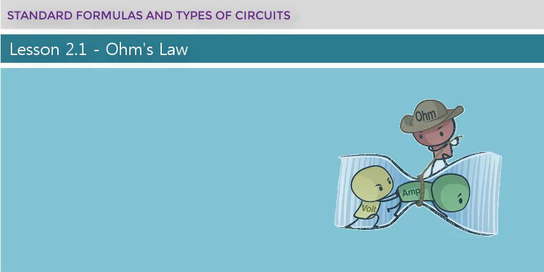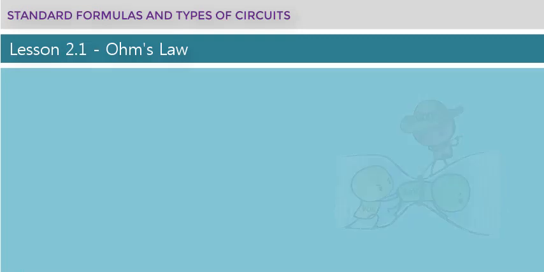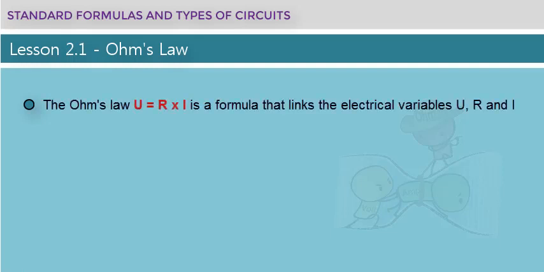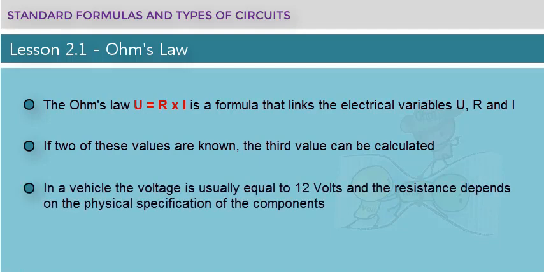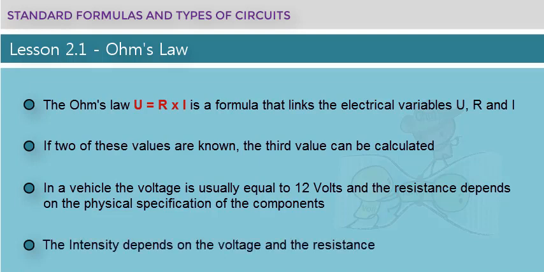In this section, we have seen that Ohm's law, U equals R times I, is a formula that links the electrical variables U, R and I. If two of these values are known, the third value can be calculated. In a vehicle, the voltage is usually equal to 12 volts and the resistance depends on the physical specification of the components. The intensity depends on the voltage and the resistance.